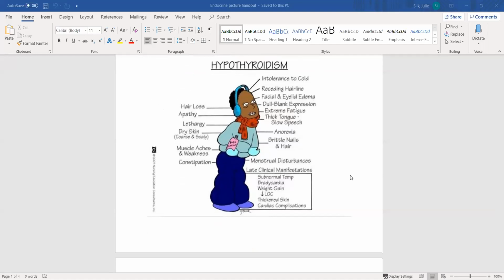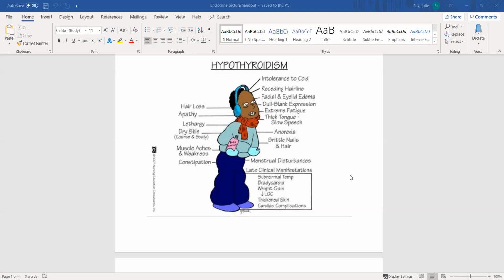With this one, you have an intolerance to cold. So you always feel cold no matter what you do. Like you see this poor guy has earmuffs and scarf and all this stuff on because he's so cold. Other things that you might see. So this talks about slow speech, anorexia. So you don't have much of an appetite. You're not eating very much.